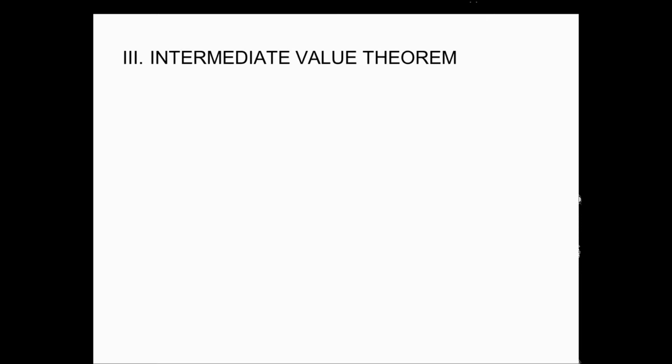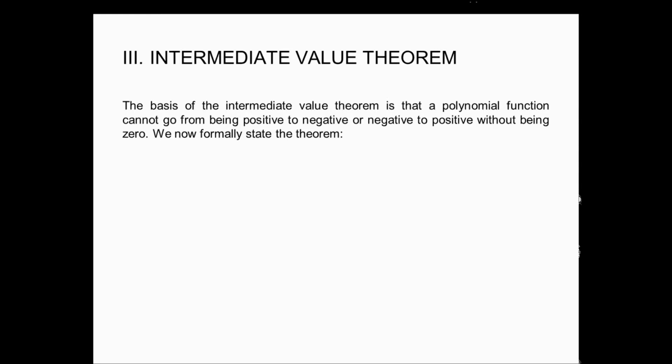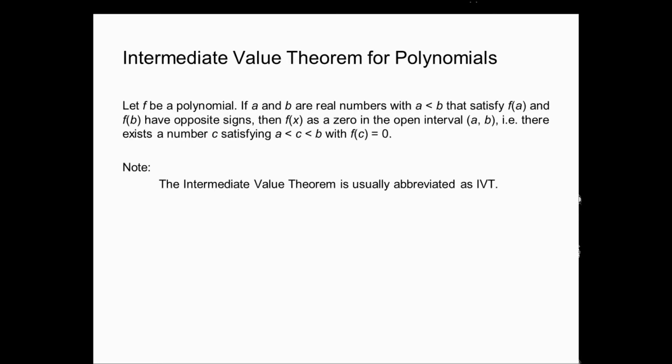Okay, the intermediate value theorem. Sometimes for this section it's stated as the intermediate value theorem for polynomials. The basis of the intermediate value theorem is that a polynomial function cannot go from being positive to negative or negative to positive without being zero, because remember, it's got to be in one piece. So if you're below the x-axis and then in the next instant you're above, you must have crossed the x-axis.